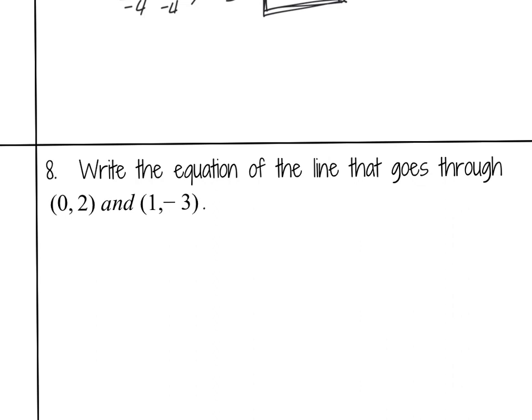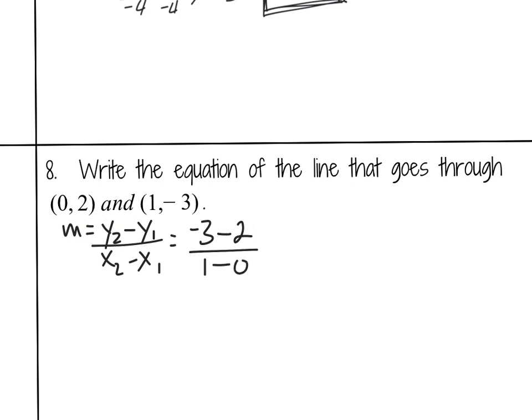But of course they are going to have to start first and foremost by finding the slope. So I'm going to have to use the slope formula, y sub 2 minus y sub 1 over x sub 2 minus x sub 1, which is going to give me negative 3 minus 2 all over 1 minus 0. Well, that gets me a negative 5 over 1, which is, of course, just negative 5. I'm going to pick one of my 2 ordered pairs. Remember that ordered pairs are made up of an x value and a y value.